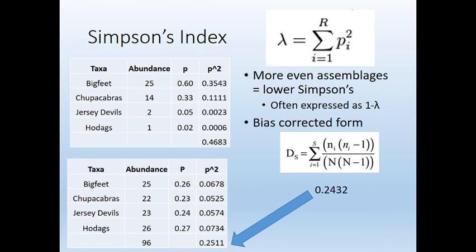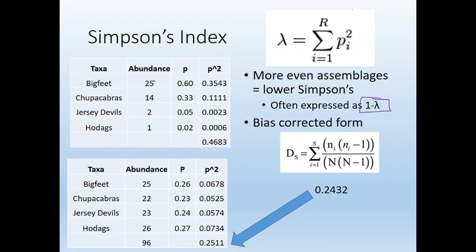Now, what we see is that more even assemblages actually have a lower Simpson's. Oftentimes what we see is this 1 minus lambda, because everybody likes to see that a higher number means more diverse. This would make it better, more easily understandable. So let's look at Simpson's index and more even assemblages.